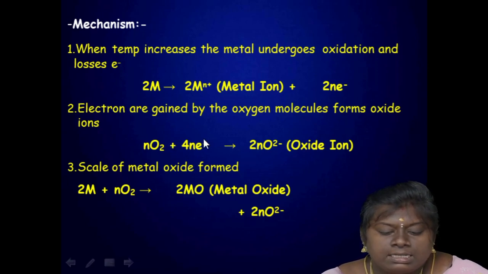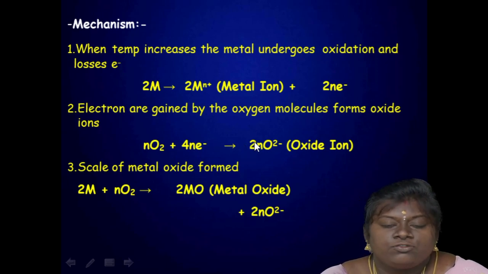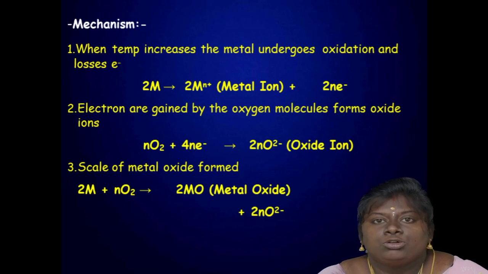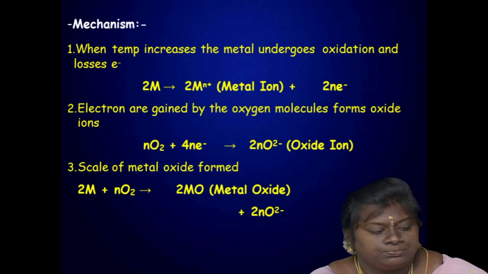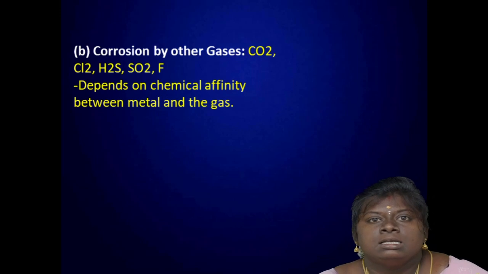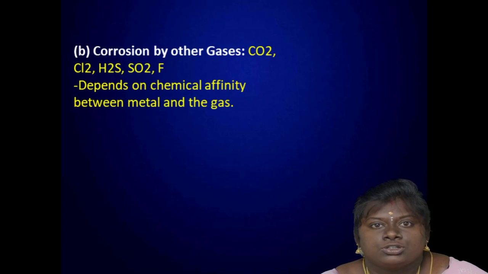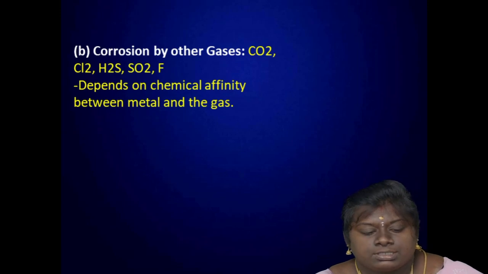So oxygen gains the electrons from the metal and becomes 2O2-. Finally, the M+ ions and O2- ions form the metal oxide on the surface of the metal. This mostly happens with transition metals. Some noble metals and other transition metals also undergo corrosion, but noble metals form unstable corrosion products, while transition metals form stable ones. The next type is corrosion by other gases like CO2, Cl2 and H2S. These have a high affinity for metals and form other forms of corrosion.